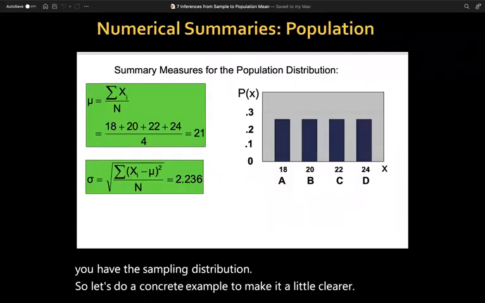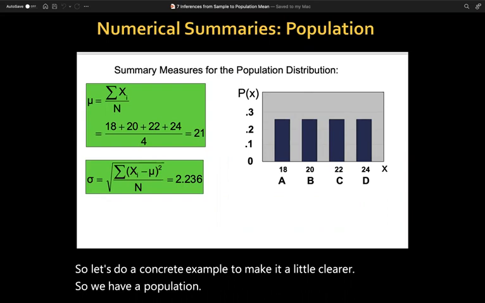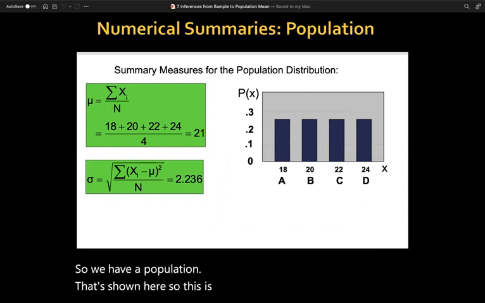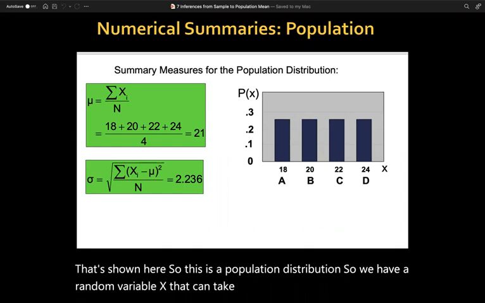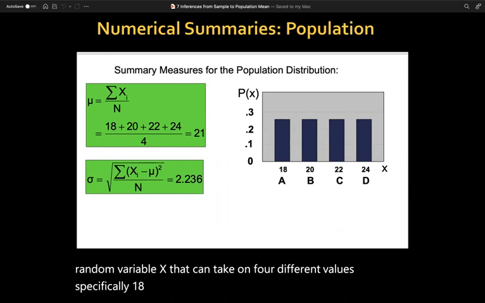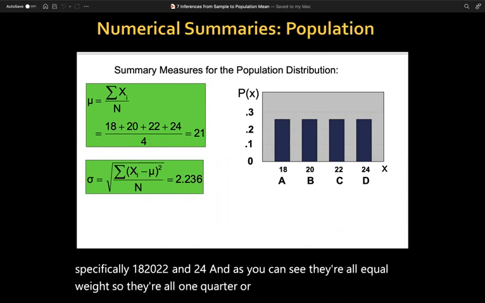So we have a population that's shown here. So this is a population distribution. So we have a random variable x that can take on 4 different values, specifically 18, 20, 22, and 24. And as you can see, they're all equal weight. So they're all 1/4 or 25%.